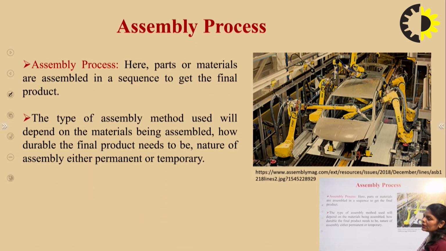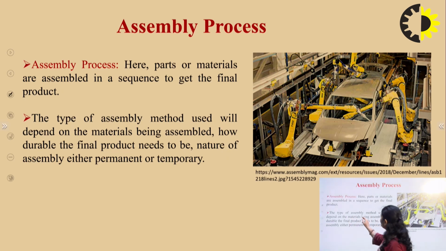Now we come to the assembly process. Assembly process is basically the assembling of different components to get the final product. Here we can see the parts or materials are assembled in a sequence to get the final product. In this diagram, you can see that the different components of a car are assembled together with the help of robotic arms to get the final product. Okay, so this is the example of assembly.